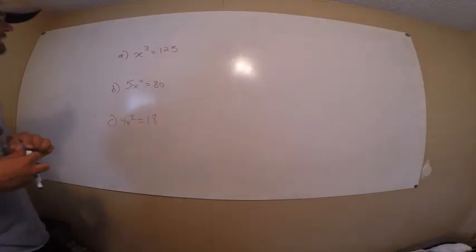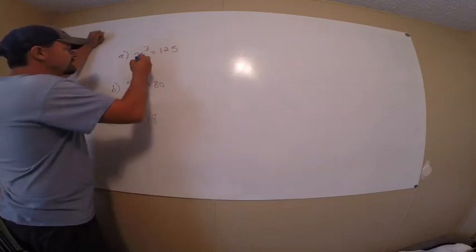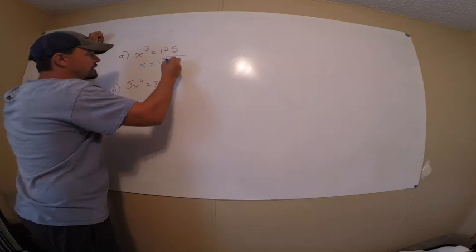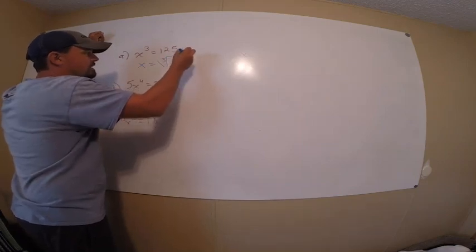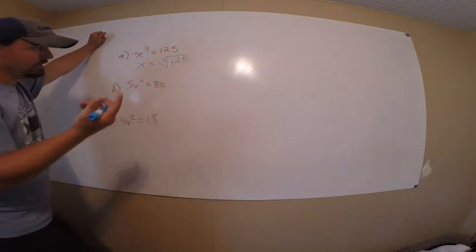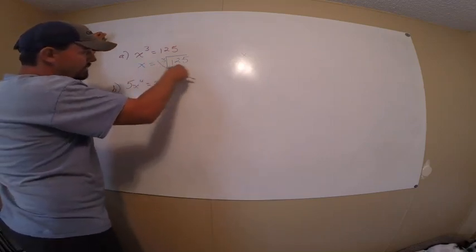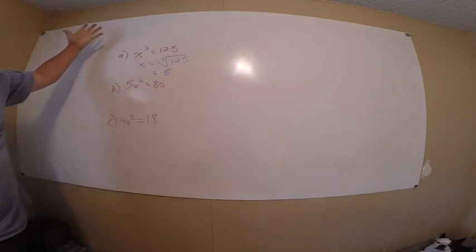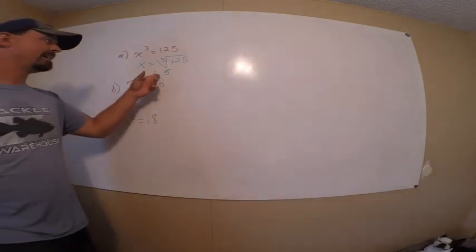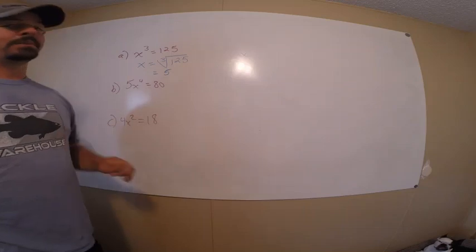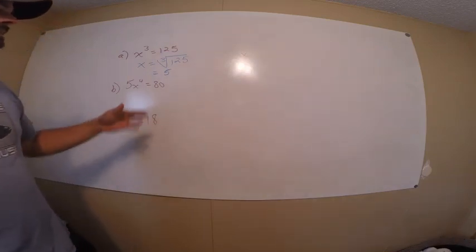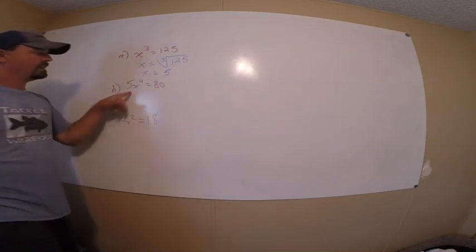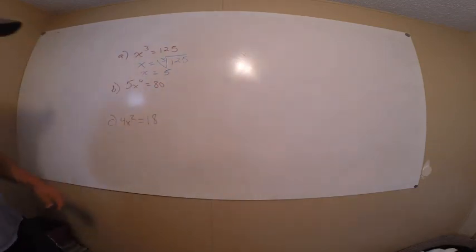So A says x to the third equals 125. So with the root rule, we can essentially say x equals the third root of 125. You can double check it on your calculator if you want to. If you're not good with roots in your head, you could type the third root of 125, but it really just gives you 5. It's an odd root, so I don't have to put plus or minus, because negative 5 to the third is not going to give me positive 125, it's going to give me negative 125. So here, the only answer I have is x equals 5. Okay. B says 5x to the fourth equals 80.